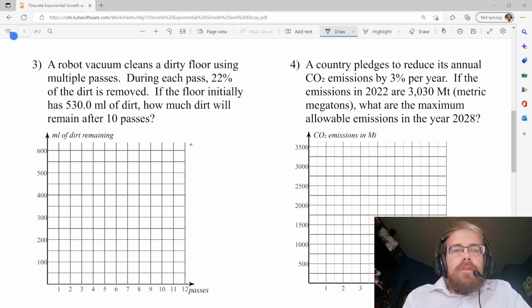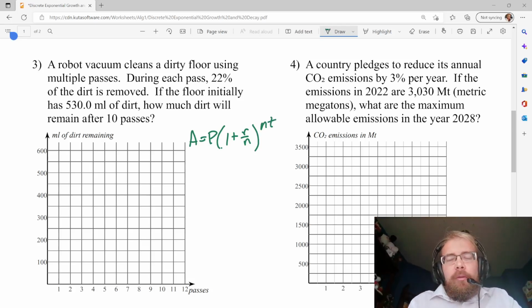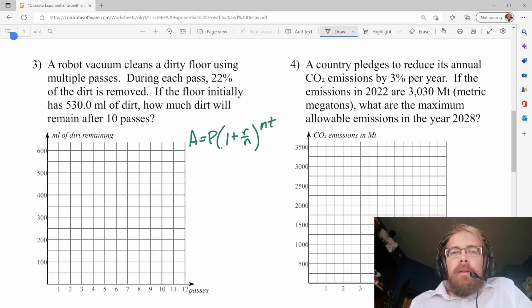Okay. So this one is a little different, but we're going to use the same formula. A equals P, 1 plus R over N to the NT. Now, this is for money. This is a money formula. It's what it's really meant for. All the letters mean stuff with money usually. But like I said before, you can use this formula on everything. Really, really.